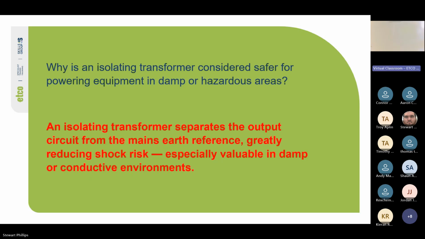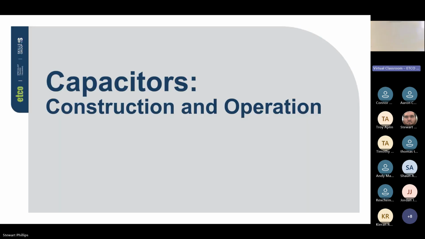Cool. So now that we've finished off the transformer section, today we're going to start looking at capacitors and inductors, but we're going to start out with capacitors and talk about their construction and operation. Before we can understand them, we need to understand what electric charge is. The charge is a fundamental property of matter. It's what causes electrical effects and allows current to flow.